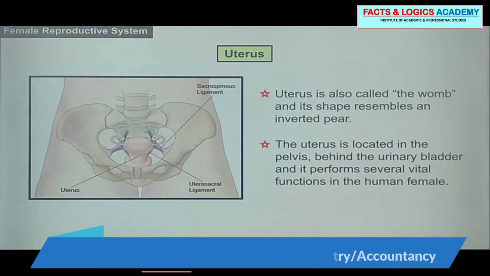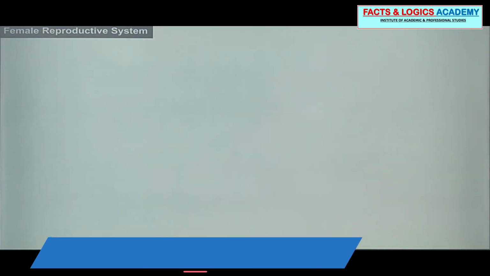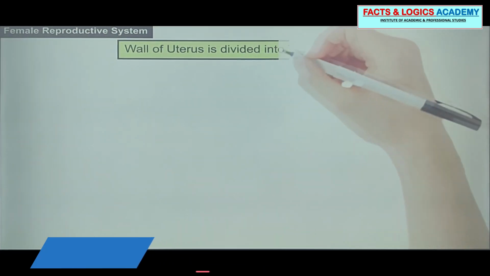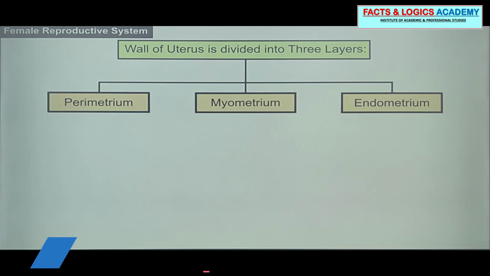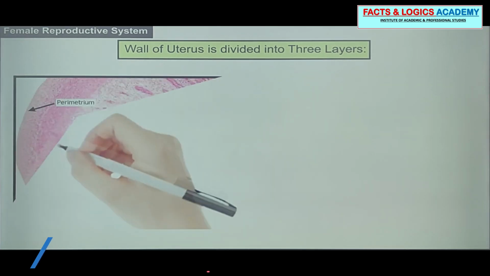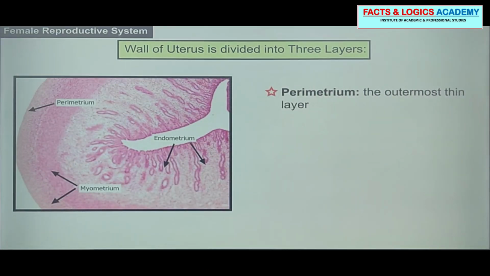But before studying the function of the uterus, let us understand its structure. The wall of the uterus is comprised of three layers of tissue. The outermost thin layer is called perimetrium.